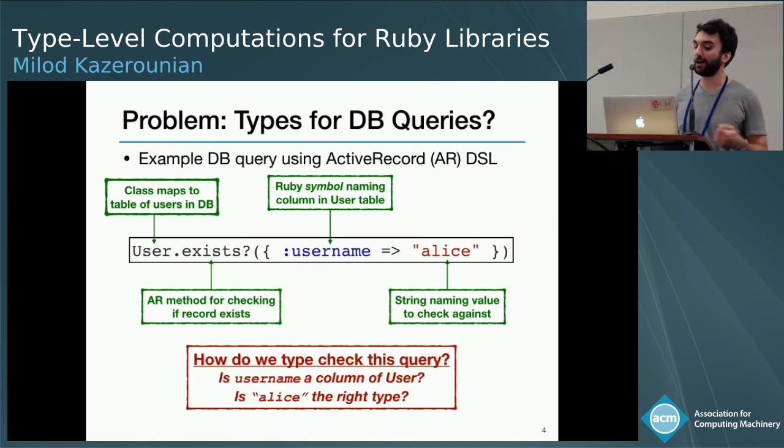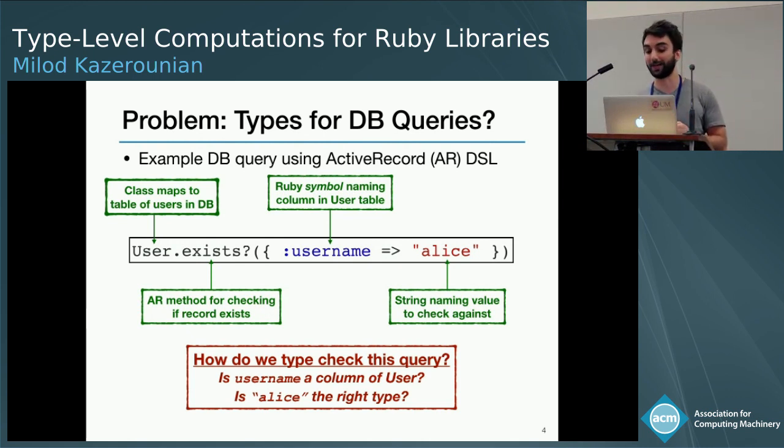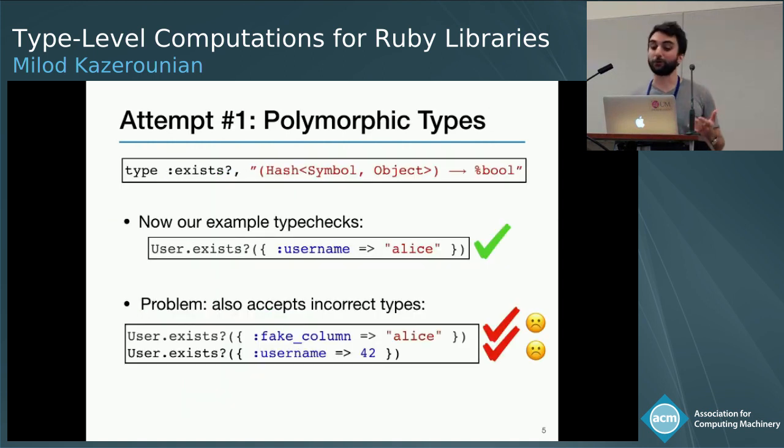And to be more precise, how do we check properties like username is actually a column belonging to the user table, and the string Alice has the correct type for the username column? So our first attempt could just be to use polymorphic types and say exists takes an input type that's a hash that maps symbols to any kind of object. And now using this, the example we just saw would type check, but the problem is the type is very imprecise, and it would also accept some incorrect kinds of queries.